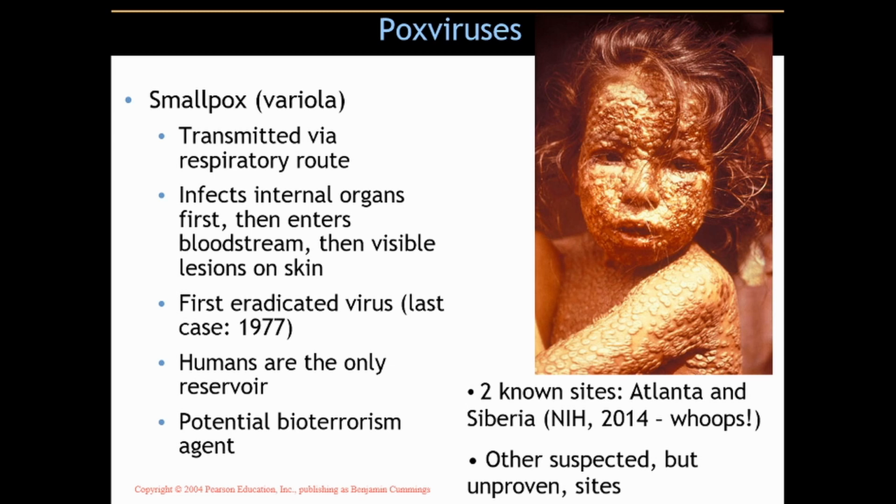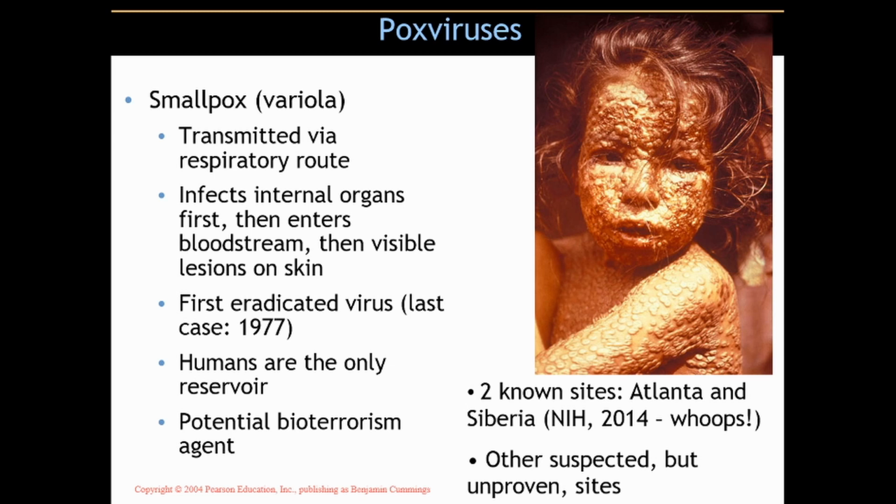It's a potential bioterrorism agent, so it could be, I suppose, used in that sense, but I don't want to say that that's why these two countries are keeping them. We're told that they're kept only for research purposes. There are other suspected but unproven sites. Iraq was a suspected site. France supposedly has smallpox. It's hard to know, but they're unproven sites.